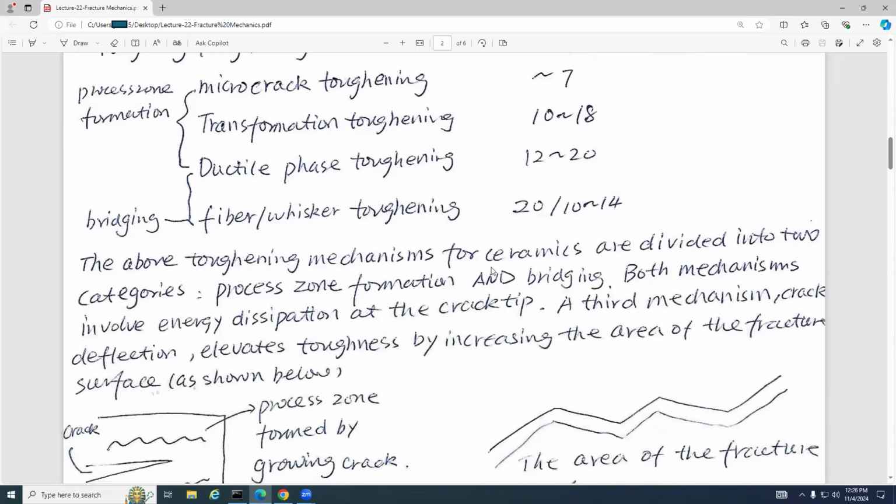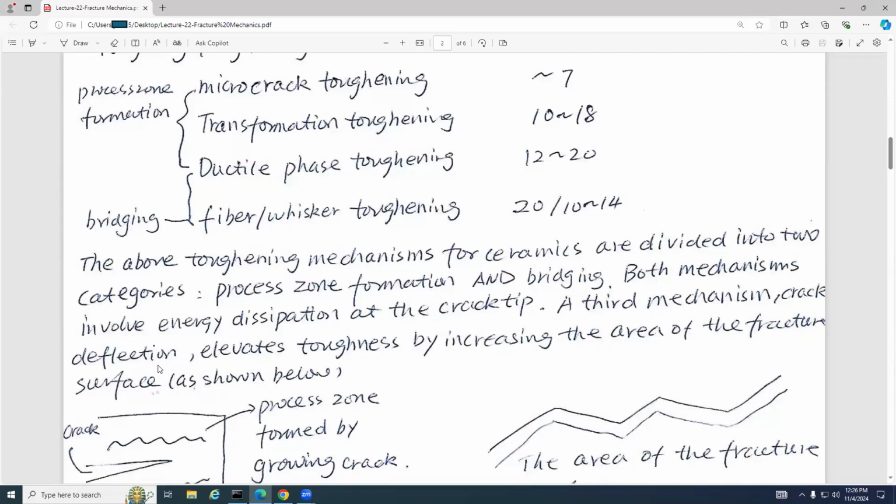So the above toughening mechanisms for ceramics are divided into two categories. I told you guys, process zone formation and bridging, and both mechanisms involve energy dissipation at the crack tip. So, from the perspective of energy, that means we want to consume more energy before the crack forms, right? So how can you consume more energy before your specimen finally fractures? If you can do this, that means you can toughen your sample.